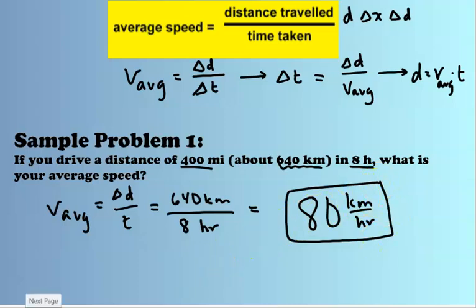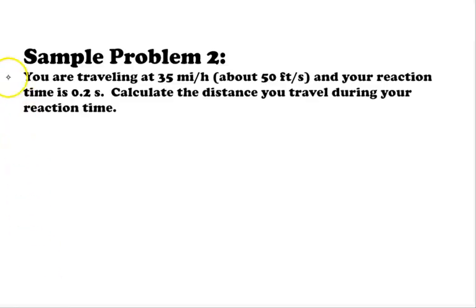Okay, moving on to the next problem on the sheet. Problem number 2, you're traveling at 35 miles per hour, or about 50 feet per second. So we've got a couple of nice pieces of information here. These are miles per hour and feet per second, so these are both average speeds. They're both average speeds. We don't know which one we need yet. And your reaction time is 0.2 seconds.